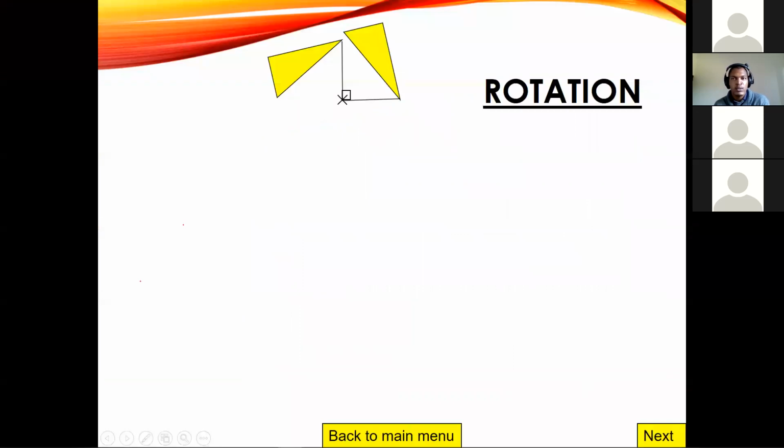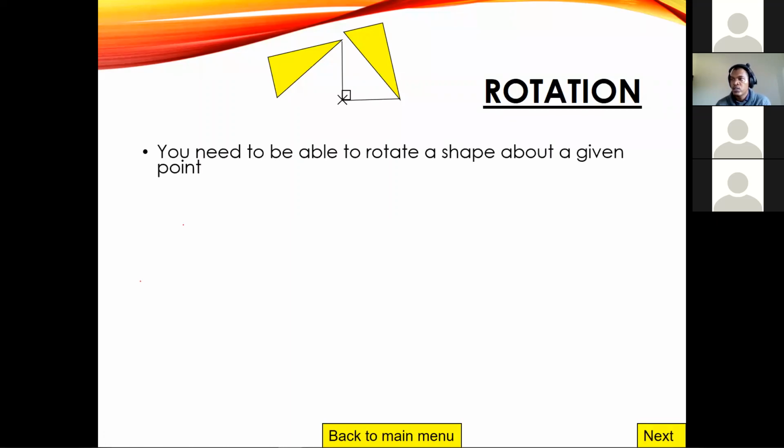We are looking at rotation today. Please confirm you can see my screen. Can you see my screen? Yes, sir. Okay, so we are continuing with transformations, and rotation is the next one.